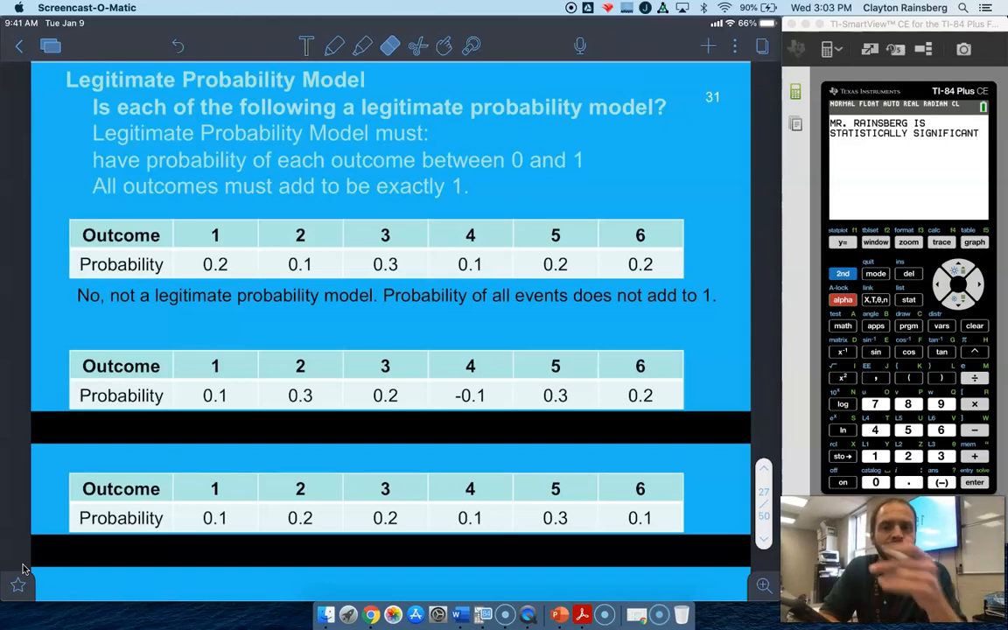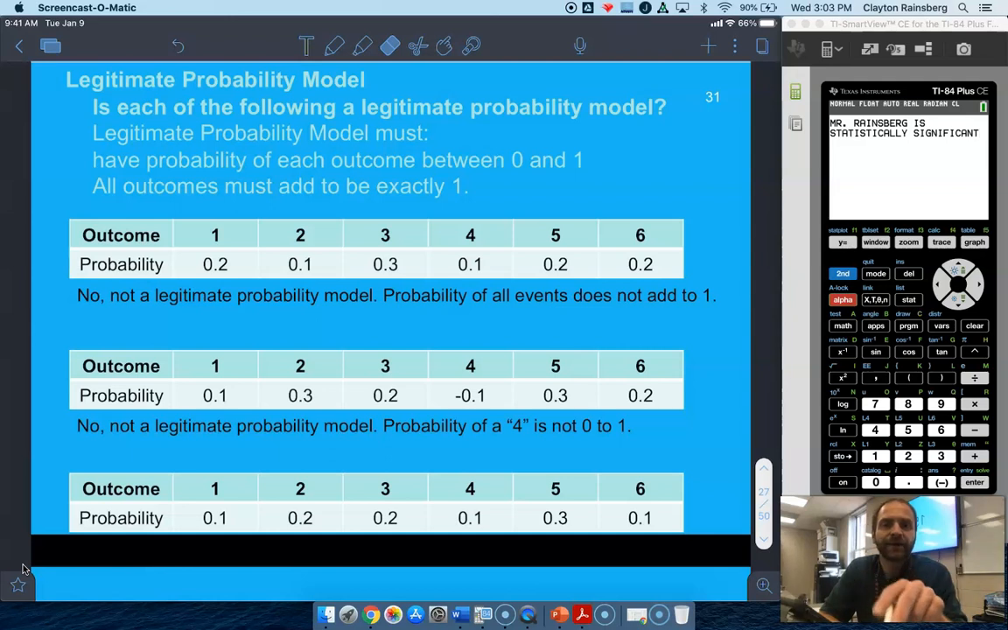Now if I look at the second one, let me try the adding first. If I take 0.1 plus 0.3 plus 0.2, plus that negative 0.1, plus 0.3 plus 0.2, it does add up to 1. So I can't use that same answer. But did you hear what I said at that fourth one? I said plus negative 0.1. Probabilities have to be between 0 and 1, and they have to add to exactly 1. They have to fit both those criteria. This one does not fit the between 0 and 1.